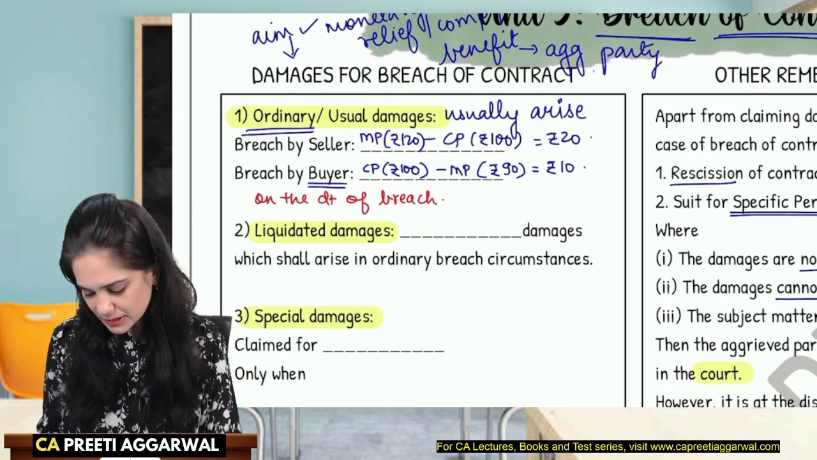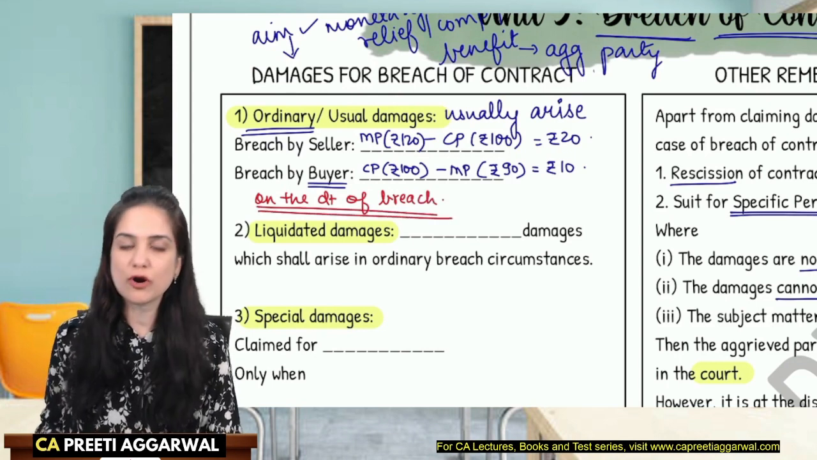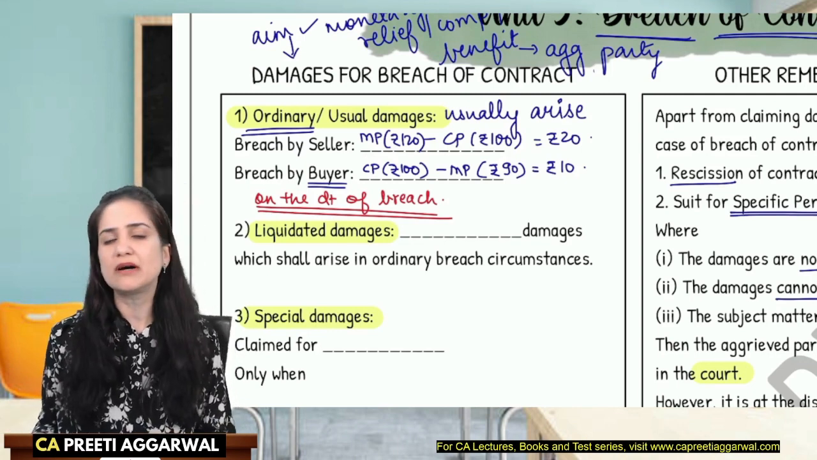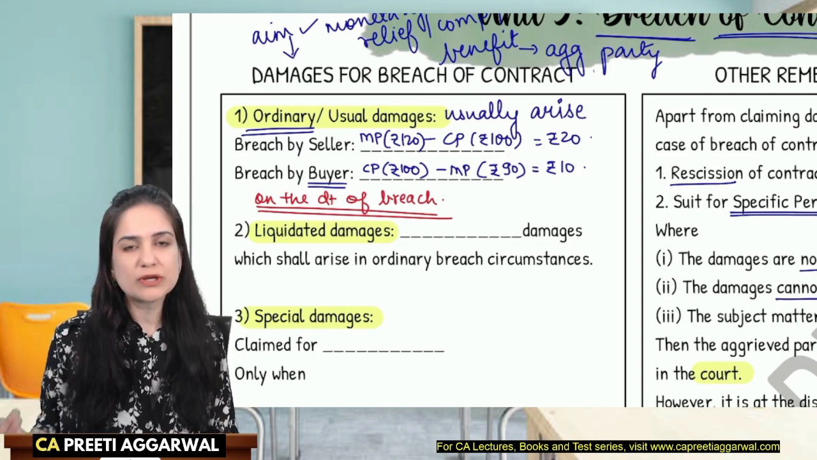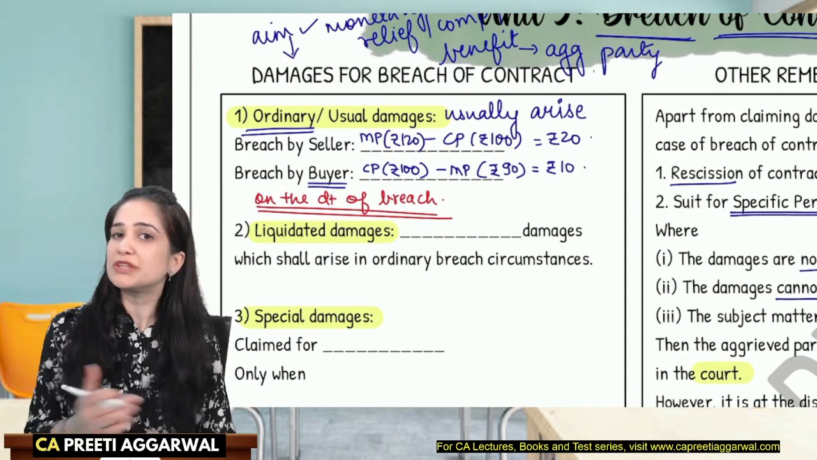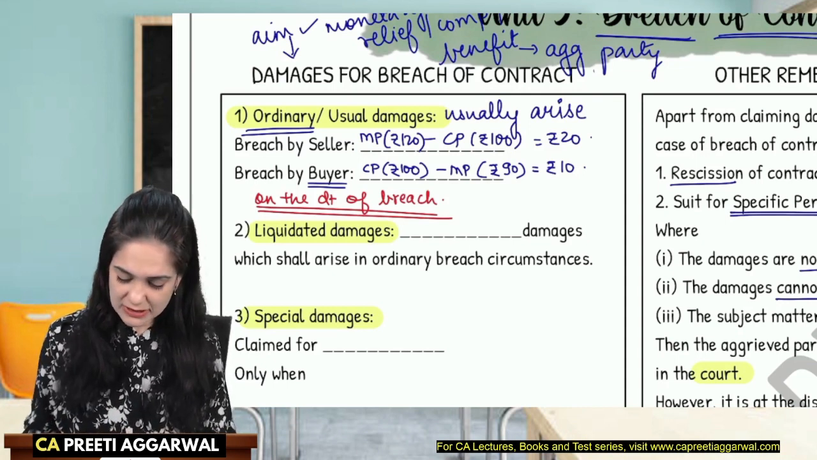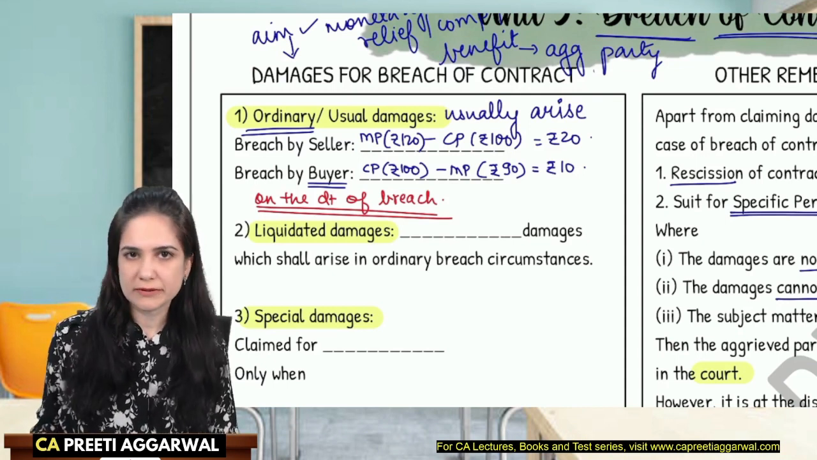We are assuming that on the date of breach, if the seller would have gone and purchased the goods, तो कितने में मिलता? If the seller would have sold, तो कितने में sell करता? If the buyer would have purchased, तो कितने में मिलता? Actual sale, actual buying is not required.